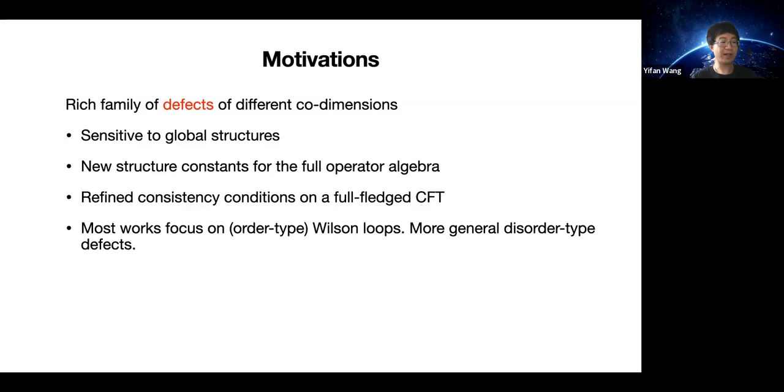Perhaps the most familiar kind of defect in N=4 super Yang-Mills is the Wilson loop operator. These are also known as order type defects. But more generally, defects in N=4 super Yang-Mills are of the disorder type, so they are defined by some singularity of the super Yang-Mills fields along some locus in the spacetime manifold. These disorder type defects are generally much harder to study beyond perturbation theory, but we'll see how methods introduced in this talk can be used to tackle these more complicated defects.